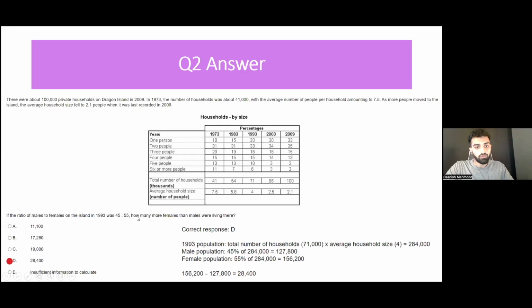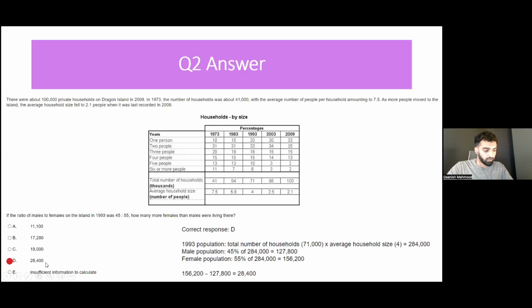71,000. So you're looking for 1993. You want to know what the population was, which is 71,000 times four. And that gives you 284,000. So there's 284,000 people, and all you need to figure out is what 10% of that number is. So you divide it by 10, and that gives you 28,400.